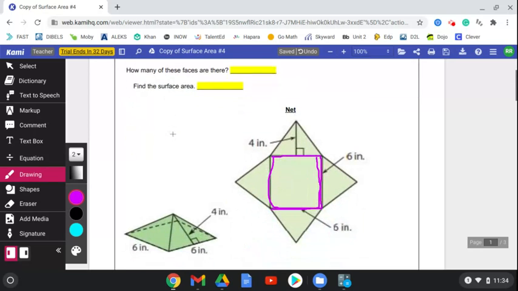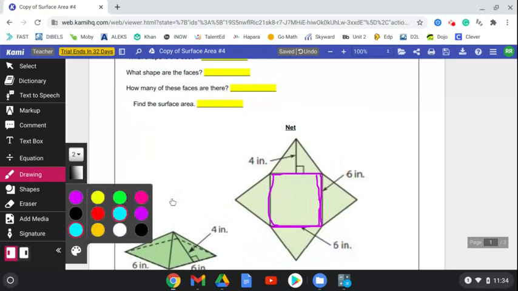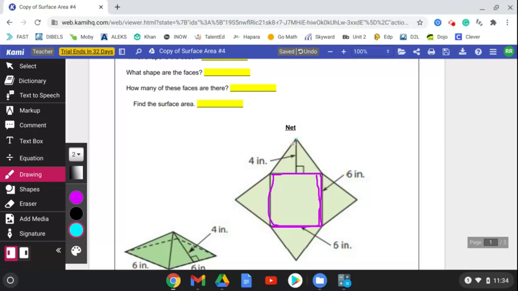What shape are the faces? All right, so these faces right here, what shape is this? It's a triangle, right? So all these faces are triangles. How many of these faces are there? Well, there are 1, 2, 3, 4 of them, okay?